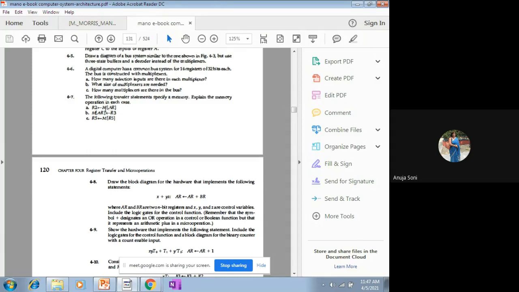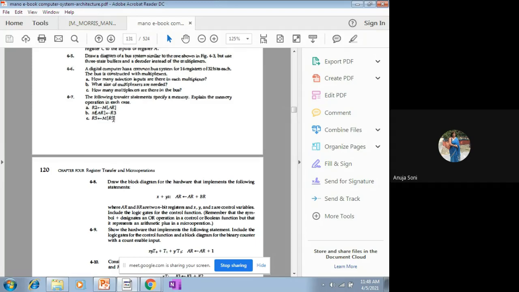That means the data will be read from some specific address in the memory and it will be transferred to R2. M of AR means AR specifies your address register. M means the data will be read from that address in the memory, and it will be transferred to register R2. So what is the meaning of statement B? That the data will be read from a register and it will be stored in the memory at some specific address specified by the AR register. Similarly, what is the meaning of C?